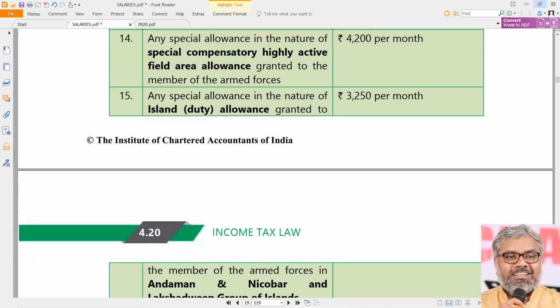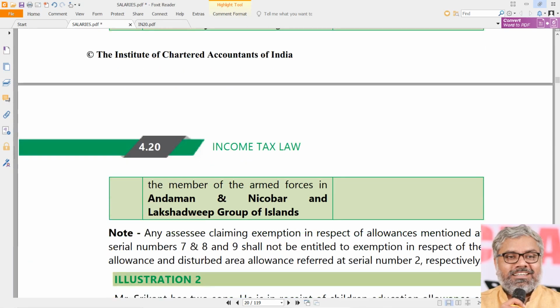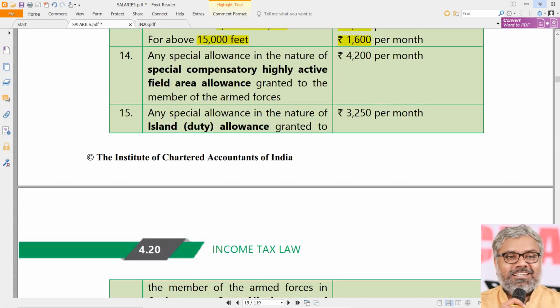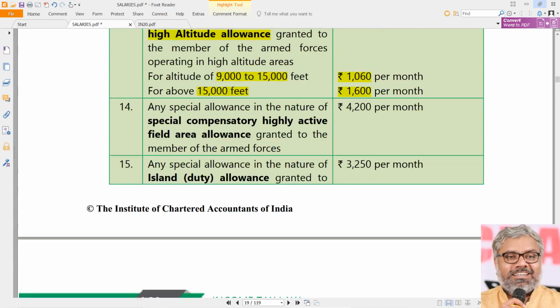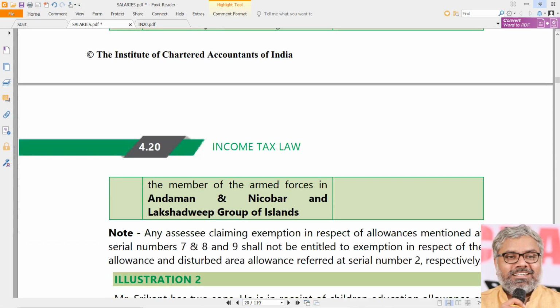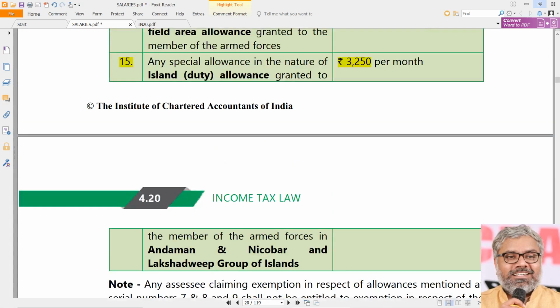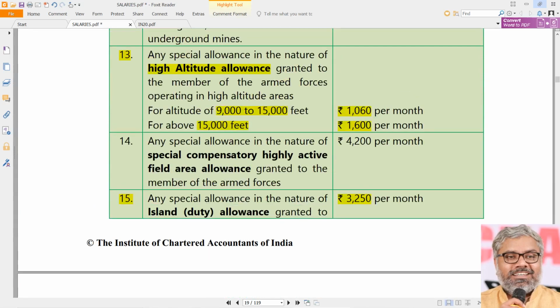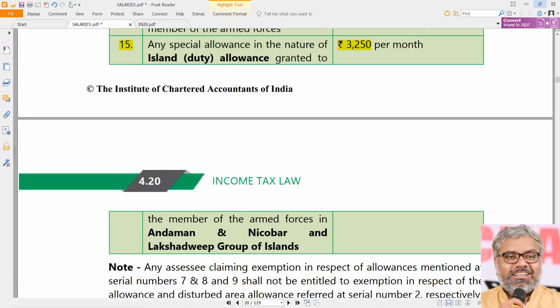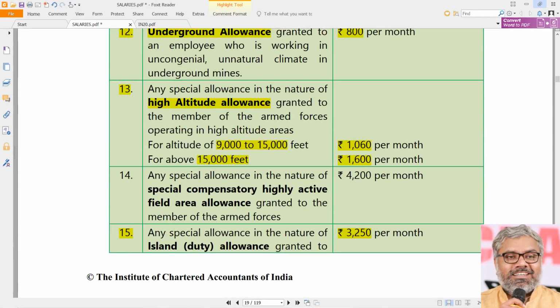In the same way, island duty allowance is granted to members of the armed forces in the Andaman, Nicobar and Lakshadweep group of islands. For them, it is 3,250 per month. Generally not possible, but because there is a special area here, it is not extended to the entire place. Only Andaman, Nicobar, Lakshadweep; we can call it island duty allowance. The exemption is 3,250 per month, if you can remember that also. So there are some allowances which are not so important, but it is about your capacity to remember them.